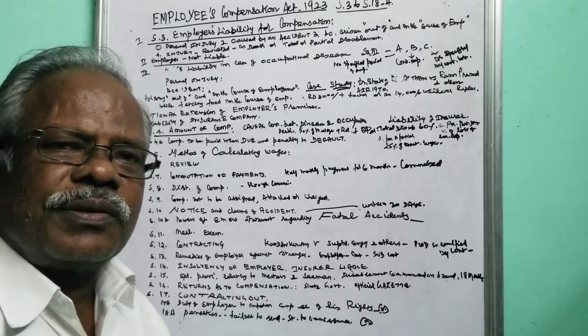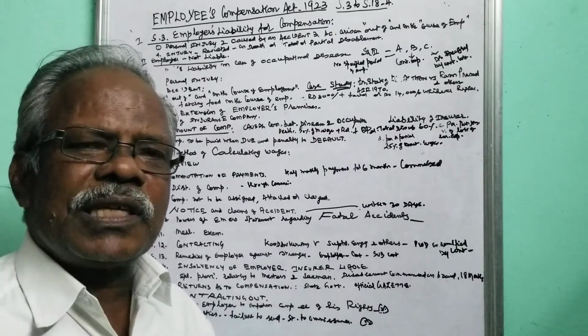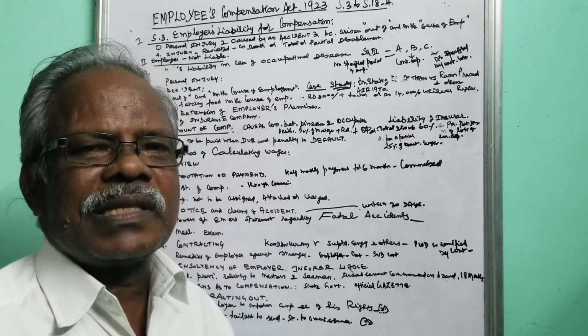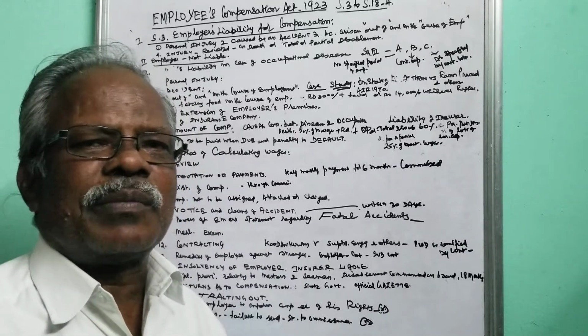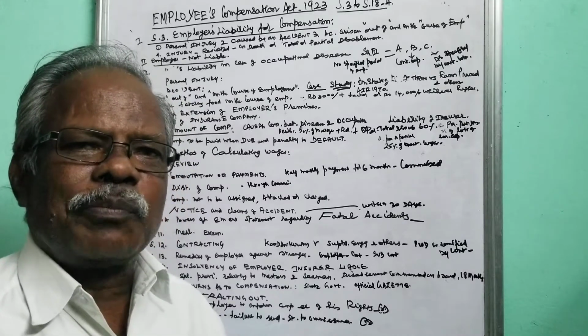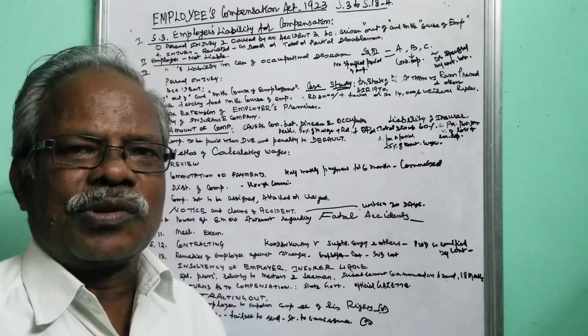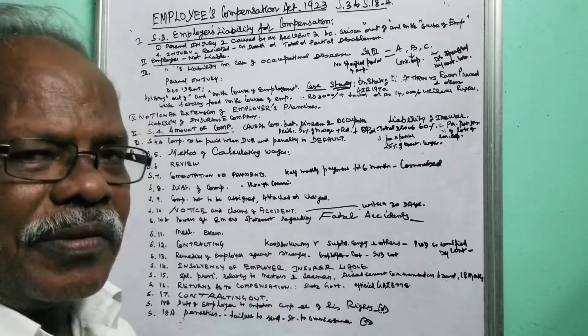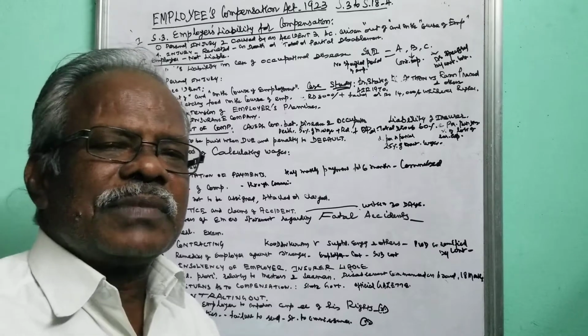Today in this video we are going to see about the Employees Compensation Act. Previously it was termed as the Workmen's Compensation Act. After amendment it has been termed as the Employees Compensation Act 1923 and amended thereof. Previously we have seen the introductory part.